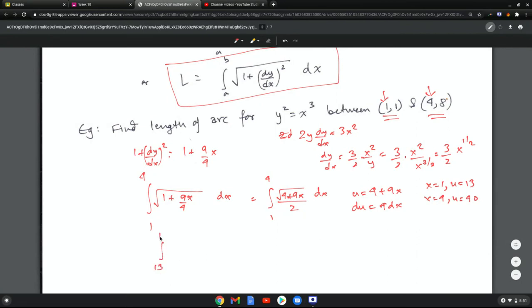So 13 to 40, 1/2 outside, root u, and dx is du over 9. So that's 1 over 18, u to the 3/2 times 2/3, from 13 to 40. That's 1 over 27. Well, if you cancel these out, 40 to the 3/2 minus 13 to the 3/2. That's going to be your arc length.